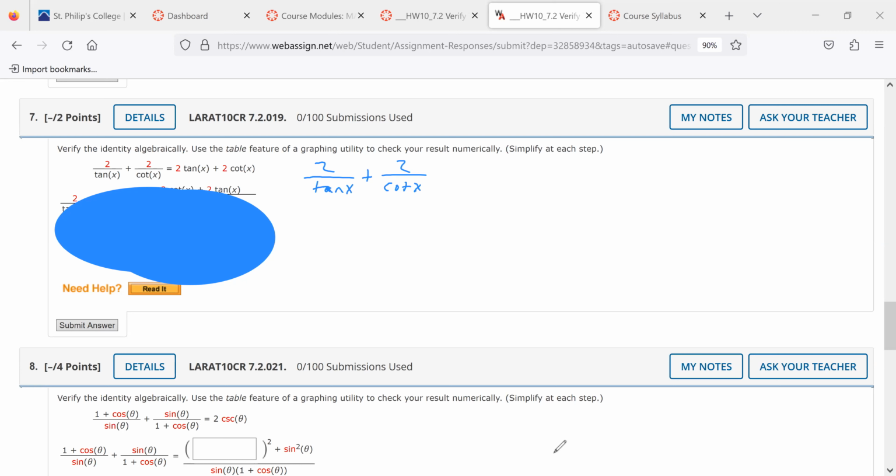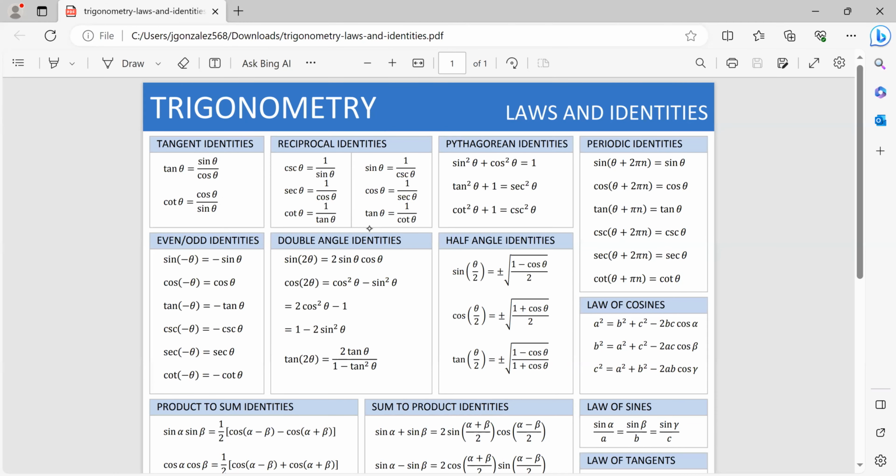But look at the formula sheet. Wouldn't we use these instead? Maybe we're making it harder than it needs to be. This is almost what we have, right? Except there's a 2 on top. You guys agree? Yeah, the reciprocal identities, that's right.